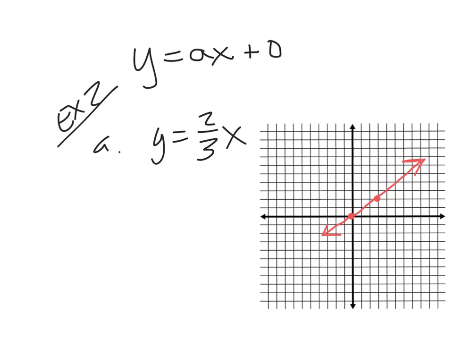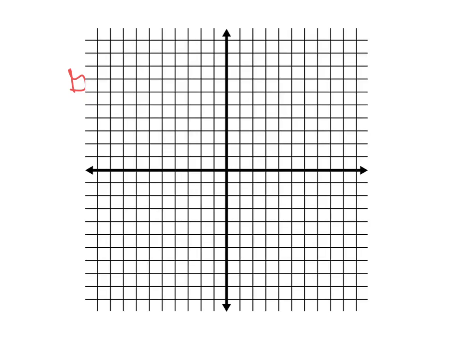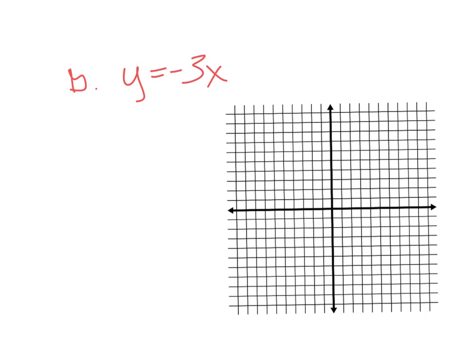Let's do one more. If I have y equals negative 3x, is that direct variation? Yes. What's my first graph number? At 0, 0. What's my slope? Down 3. Yep, down 3 over 1. Graphed.